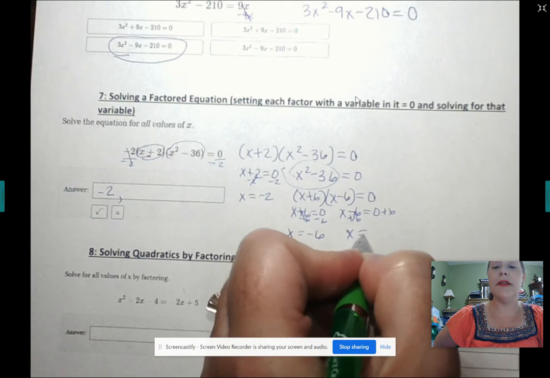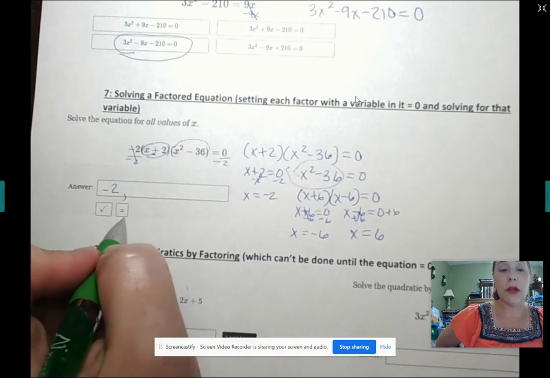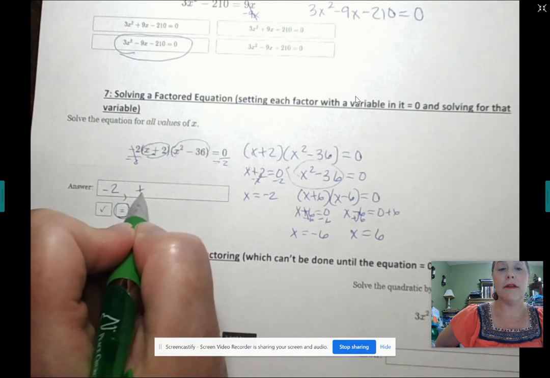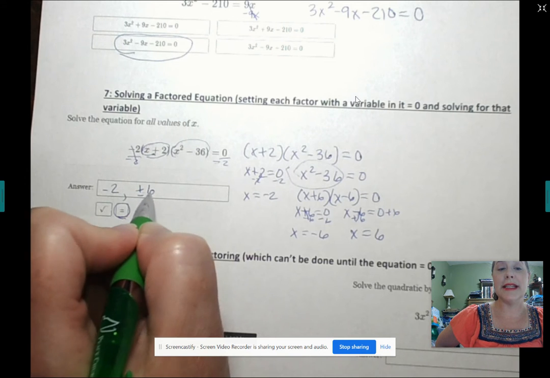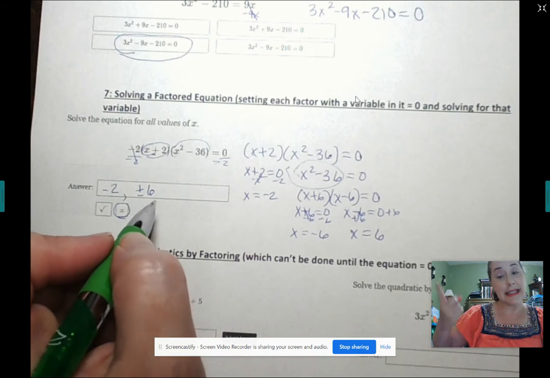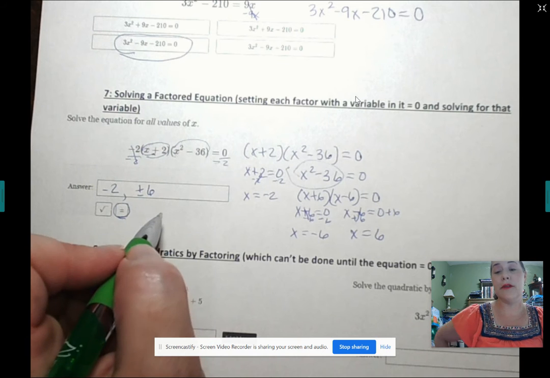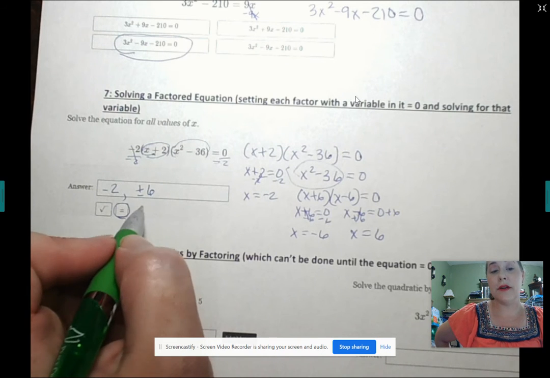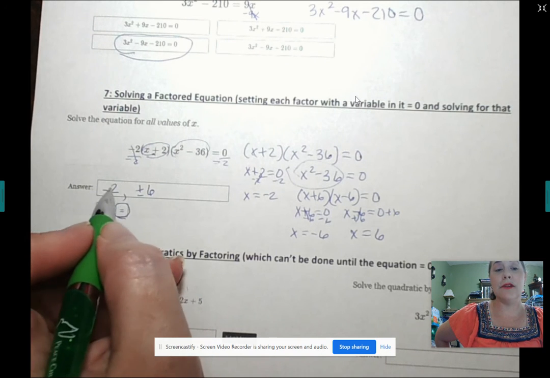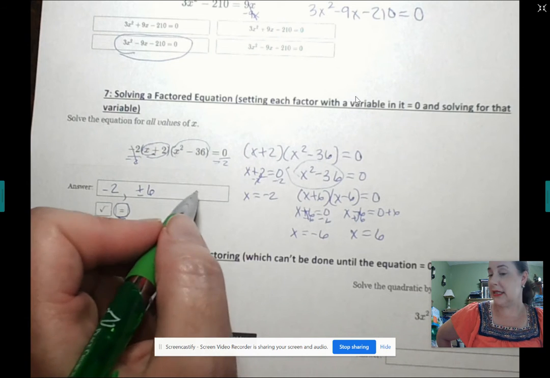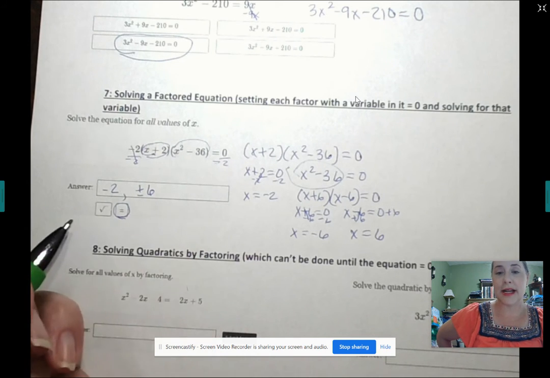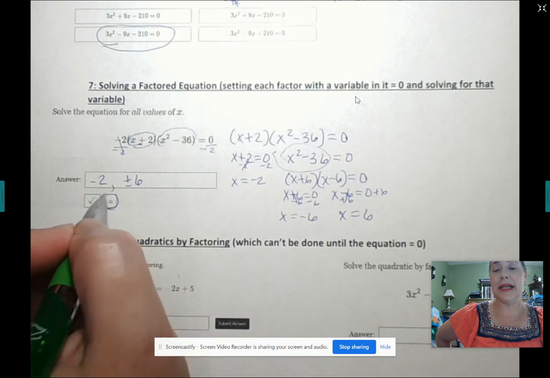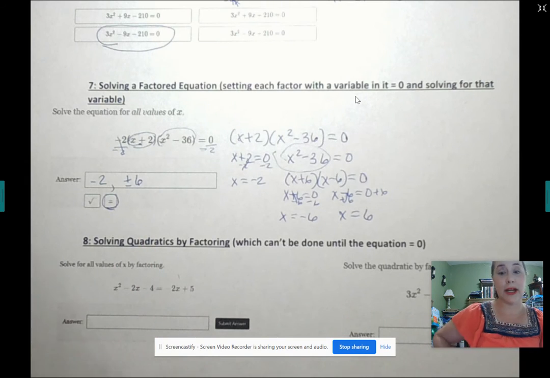Now you could write those as 2 separate factors, or you could use this plus or minus sign. If you click that and then put a 6 in, it's going to recognize that you say that 6 and -6 are both solutions. So you don't have to use that. You could just type in -2, comma, -6, comma, +6, and it'll still recognize that it's correct. This plus or minus sign is just a kind of a shortcut.